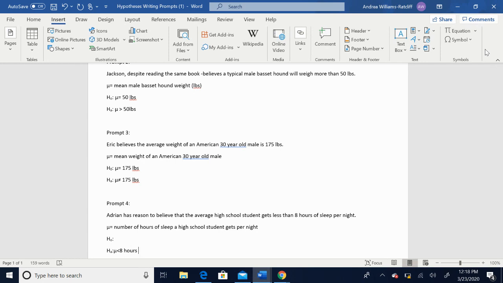Now, notice that in these alternatives, when we deal with inequalities, we only use greater than, less than, or not equal to. We never use greater than or equal to, because remember, the null is what takes care of that equal to portion. When it comes to the alternative, we're only going to have greater than, less than, or not equal to. So Adrian's claim is the alternative, less than 8 hours. What would be the competing claim with that? That is an equation. What is our standard here that we're comparing this to? This would have to be mu is equal to 8 hours.